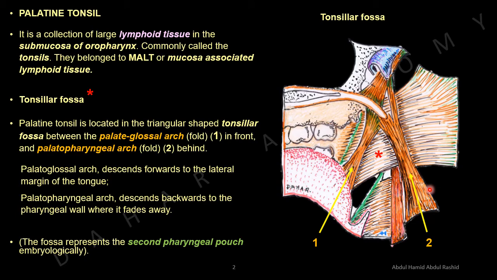The palatoglossal arch descends forwards to the lateral margin of the tongue, and the palatopharyngeal arch descends backwards to the pharyngeal wall where it fades away. The fossa represents the second pharyngeal pouch embryologically.